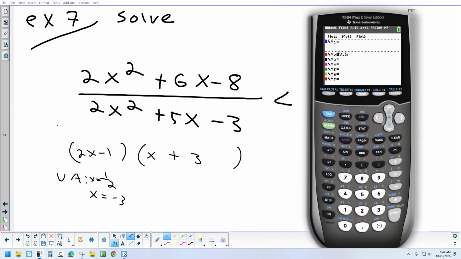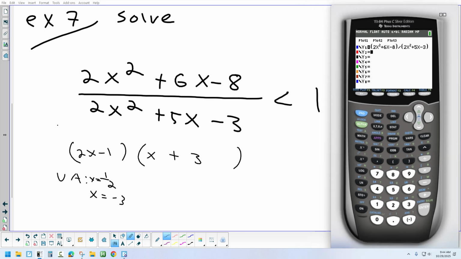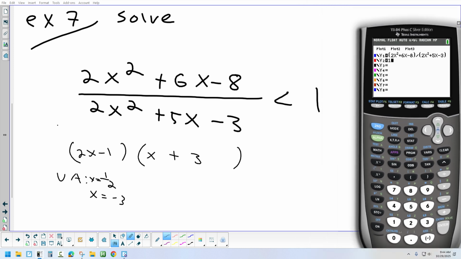All right, so we've got 2x squared plus 6x minus 8 divided by 2x squared plus 5x minus 3. So because we have two vertical asymptotes, how many pieces are we expecting the left-hand side to be in?